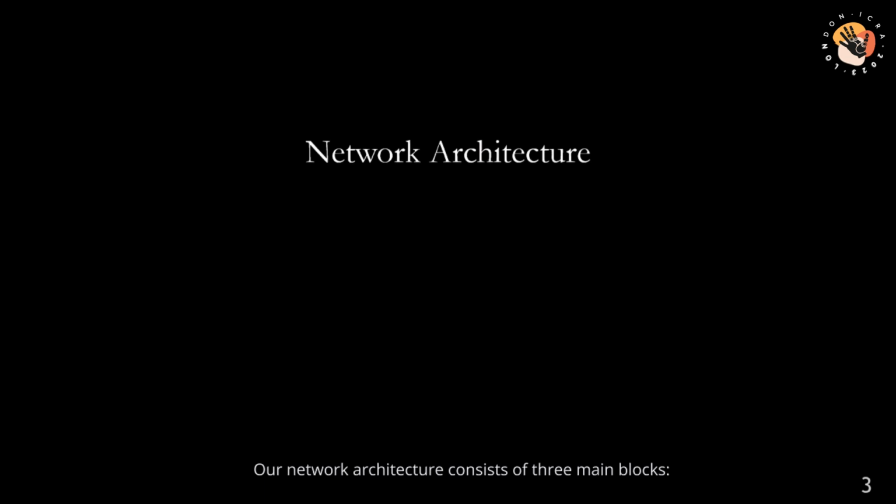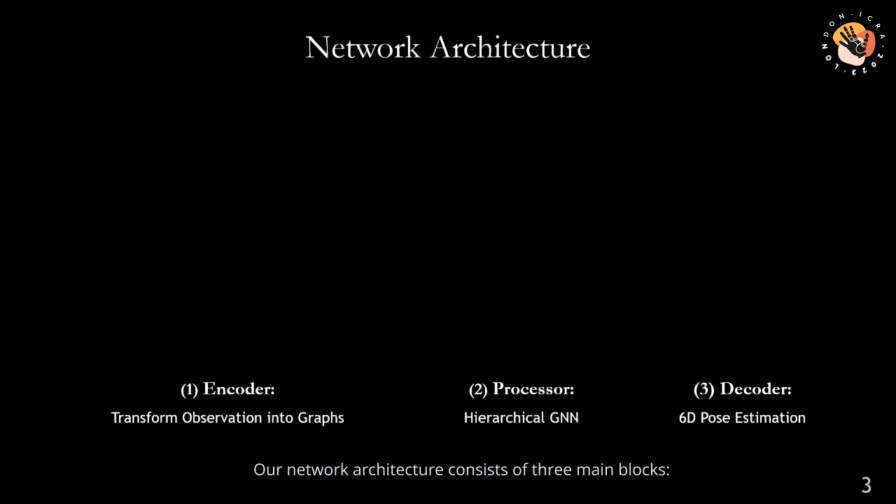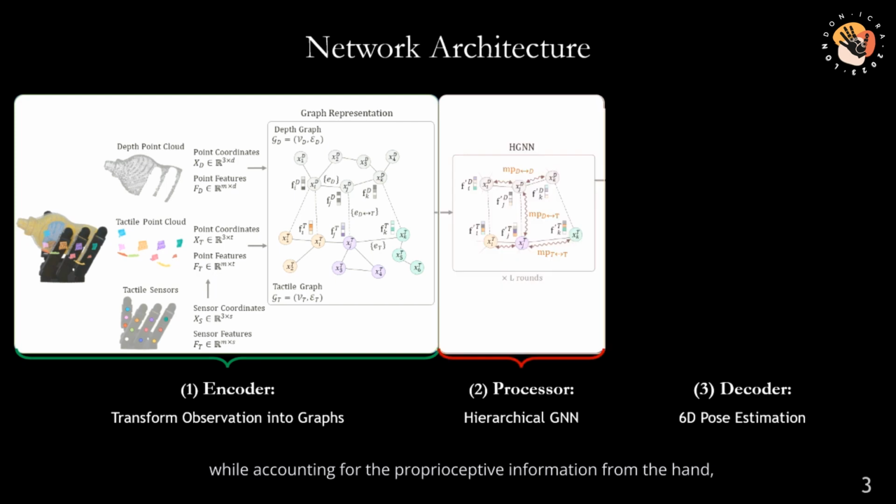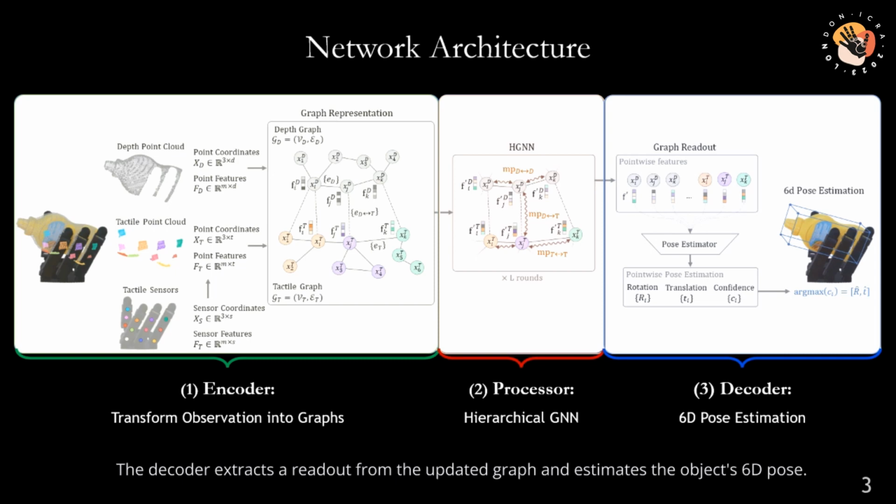Our network architecture consists of three main blocks: an encoder, a processor, and a decoder. The encoder maps the observation from vision, which consists of RGB and depth point cloud, and tactile, which consists of a contact point cloud, to a multimodal graph representation while accounting for the proprioceptive information from the hand. The processor performs multiple rounds of hierarchical intramodality and intermodality message passing to update the graph. The decoder extracts a readout from the updated graph and estimates the object's 6D pose.